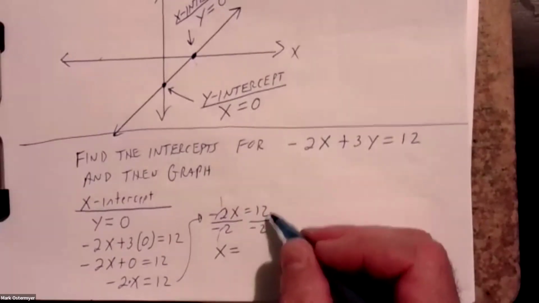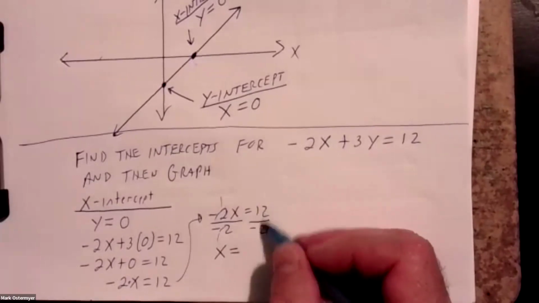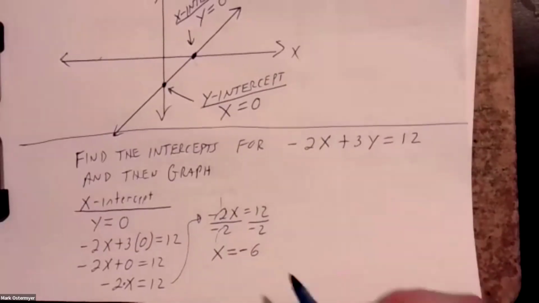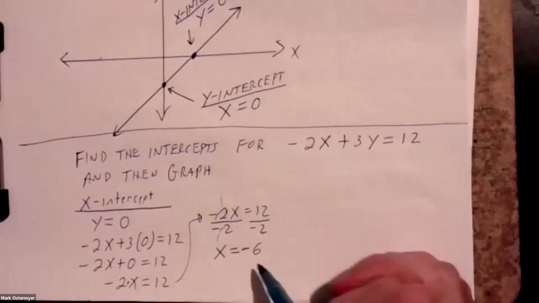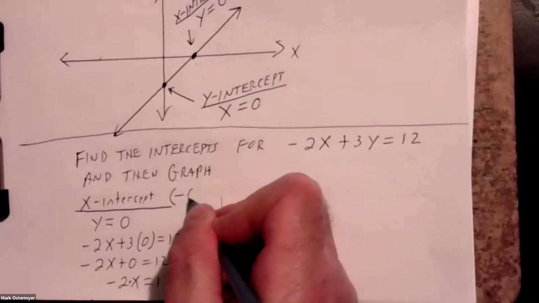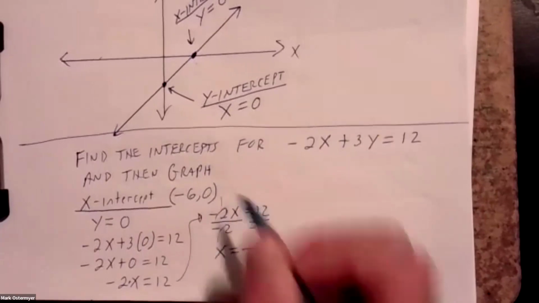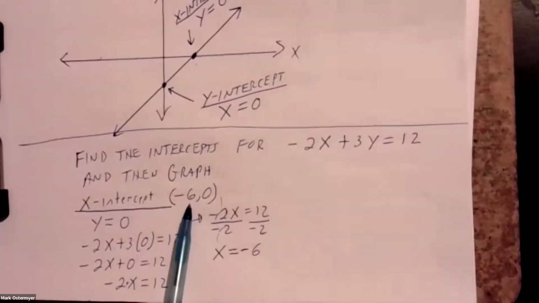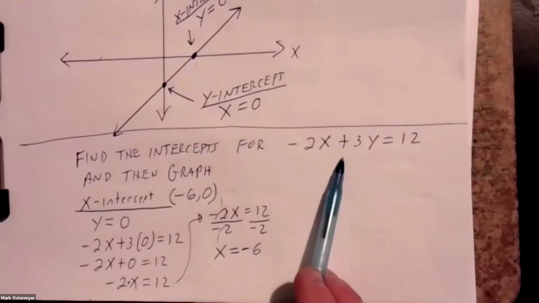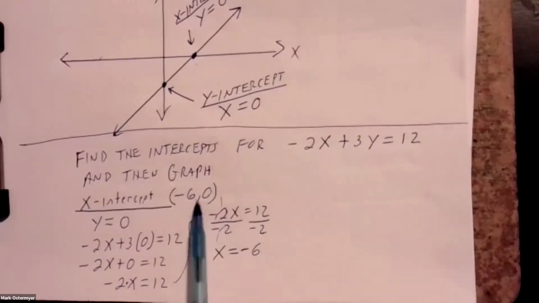Now our solution's on the other side. What's a positive divided by a negative? A negative. It'll be a negative 6. 12 divided by negative 2 is negative 6. So my x-intercept for this linear equation is negative 6. Or as an ordered pair, it would be negative 6, comma 0. That's the x-intercept. It's at this point that the graph of this linear equation is going to cross the x-axis.